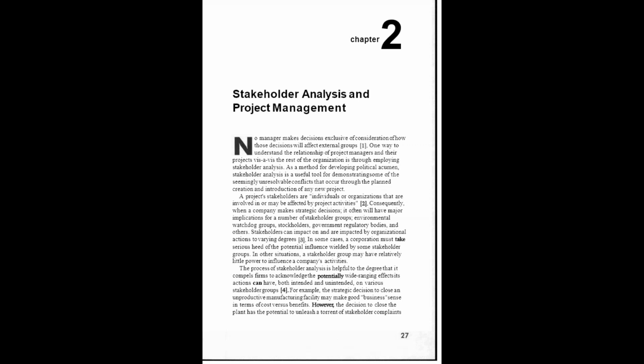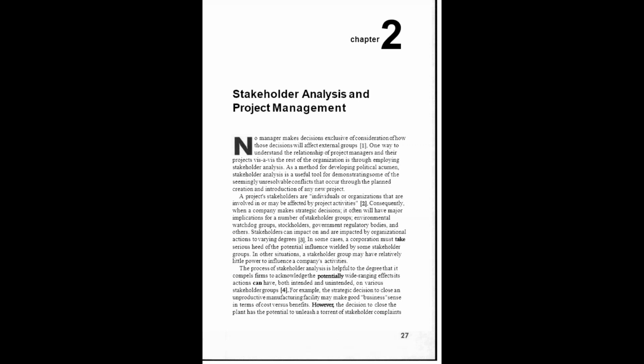A project stakeholder is an individual or organization that is involved in or may be affected by project activities. Consequently, when a company makes strategic decisions, it often will have major implications for a number of stakeholder groups: environmental watchdog groups, stockholders, government regulatory bodies, and others. Stakeholders can impact on and are impacted by organizational actions to varying degrees. In some cases, a corporation must take serious heed of the potential influence wielded by some stakeholder groups. In other situations, a stakeholder group may have relatively little power to influence a company's activities.